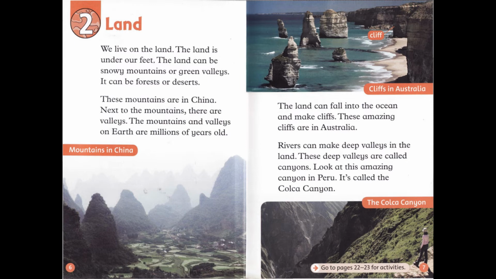These mountains are in China. Next to the mountains, there are valleys. The mountains and valleys on Earth are millions of years old. The land can fall into the ocean and make cliffs. These amazing cliffs are in Australia.